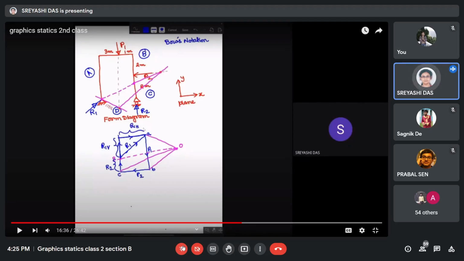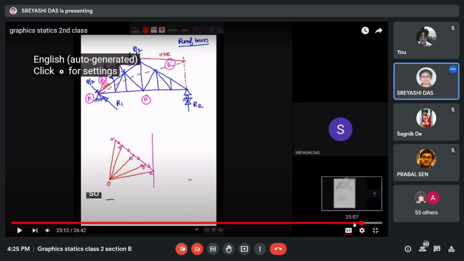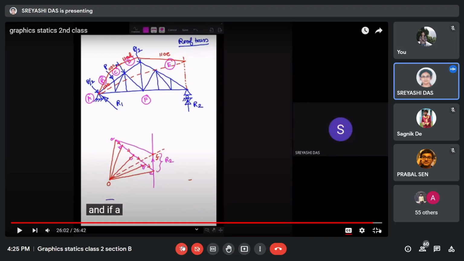So R1H is the horizontal component of R1, and R1V is the vertical component of R1. Similarly here also, we have R1, the exact force value in terms of magnitude and direction. So we can easily find the vertical and horizontal components if we draw a right angle triangle on the upper side.